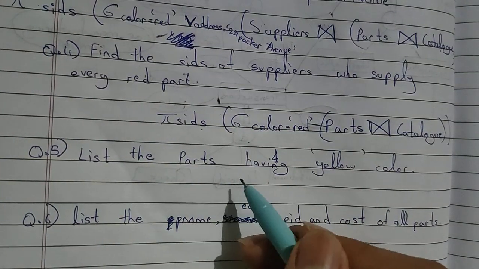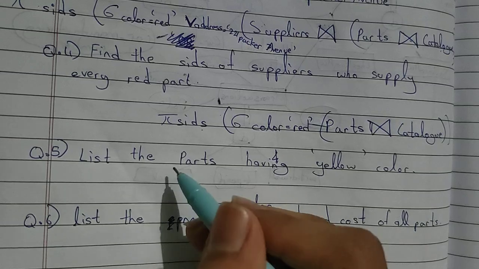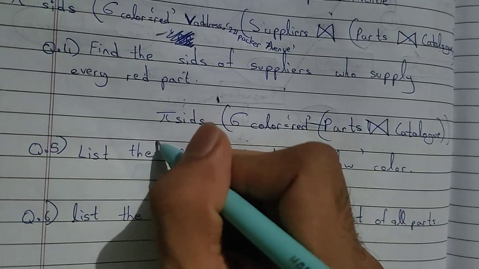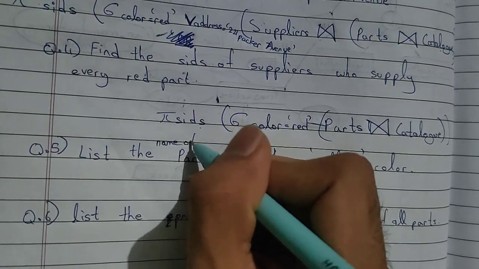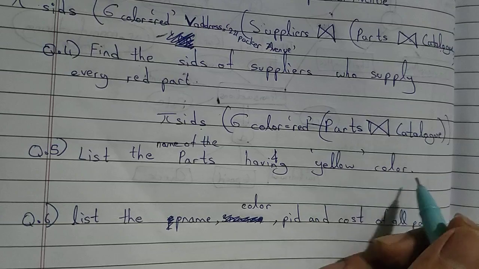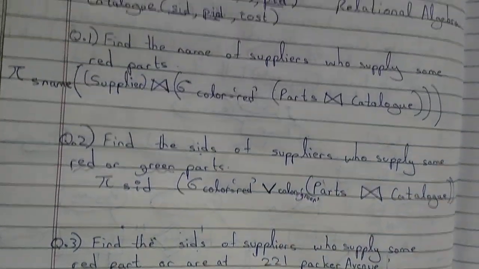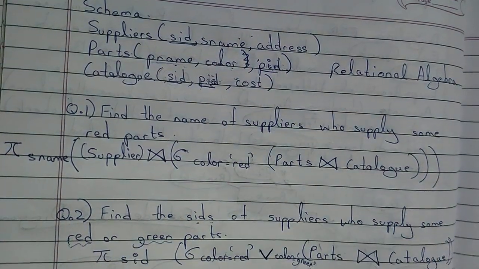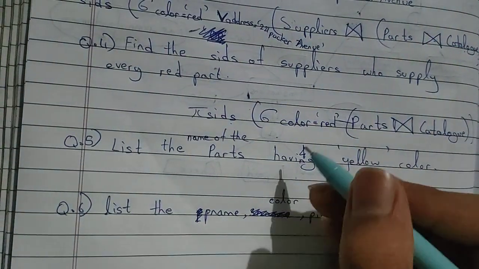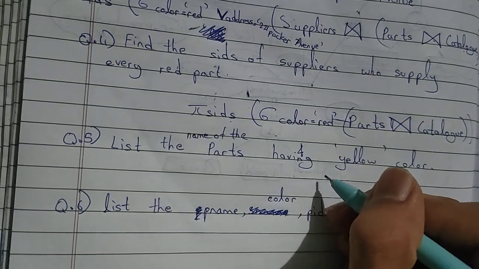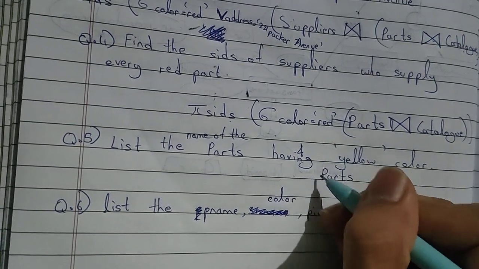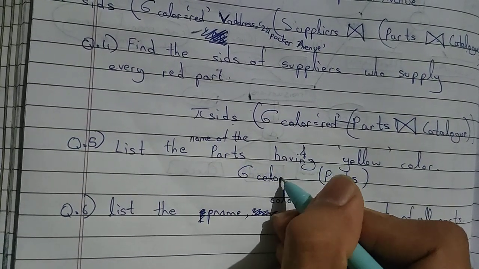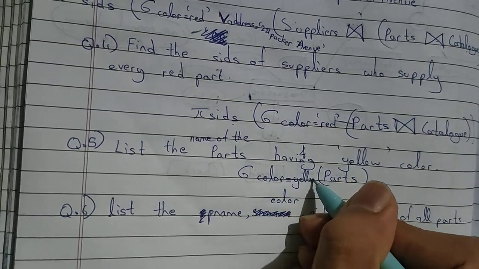Okay. Now for the next query, this is fairly simple. We only need to list the name of the parts having yellow color. So let's have a look at parts. We need to list the name of those parts having color as yellow. So this is fairly simple. We'll have our parts table firstly. Now we need to select those records having color yellow. So select from the table records having color as yellow.